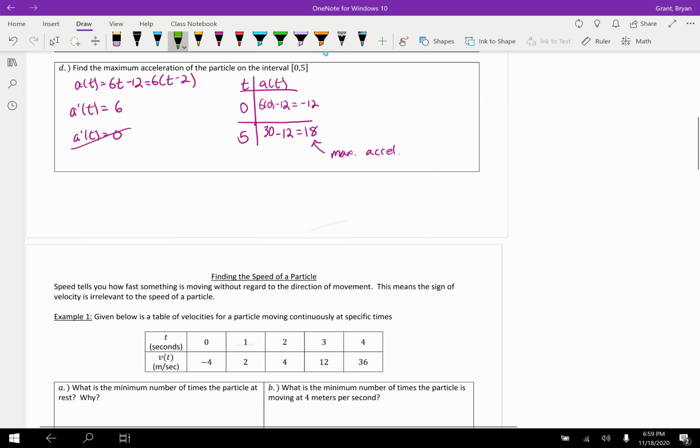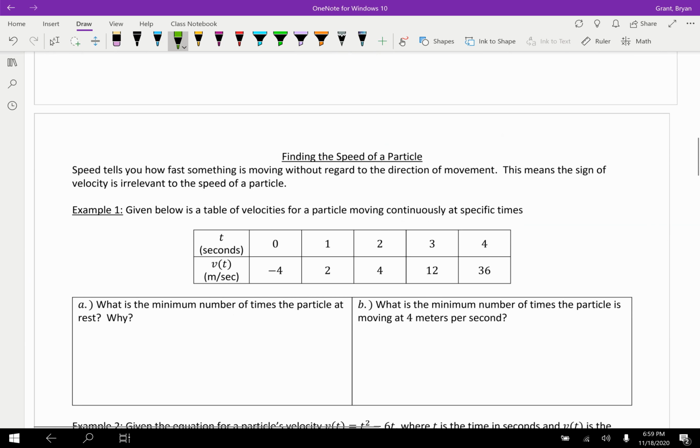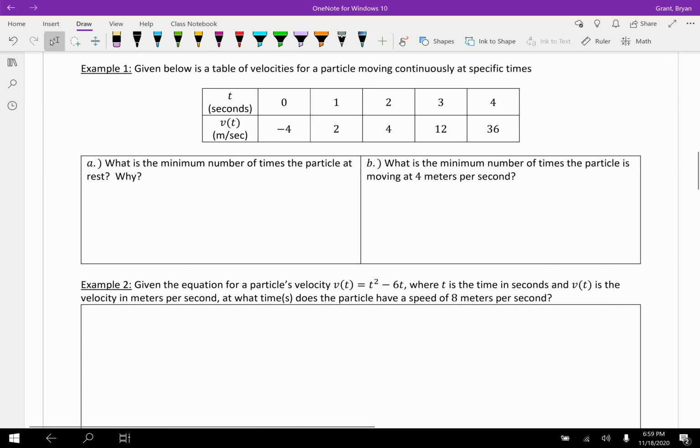Now we're going to expand on that for today. Speed tells you how fast something is moving without regard to the direction of movement. So you're basically saying, I know that there's going to be a sign and a value. Speed is just the value. Who cares about the sign? Let's take a look at a quick example. Given below is a table of velocities for a particle moving continuously at specific times. Part A: what is the minimum number of times the particle is at rest?